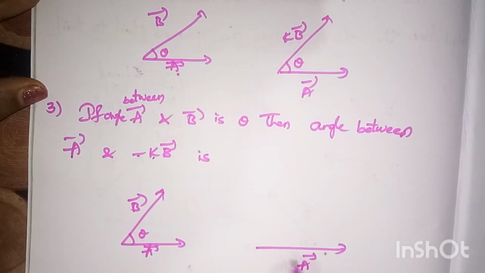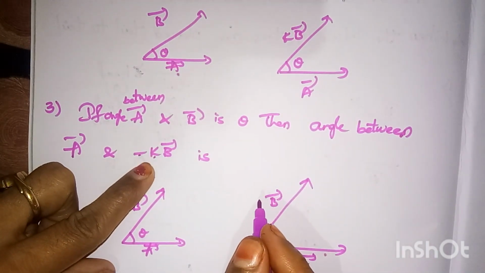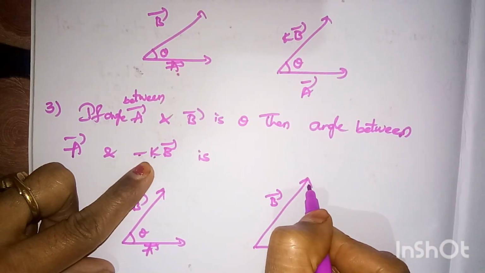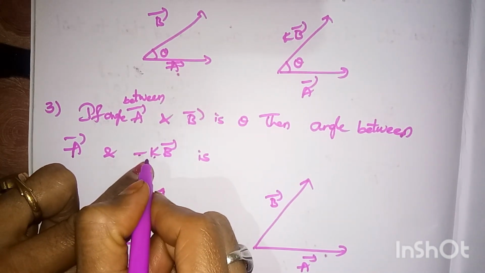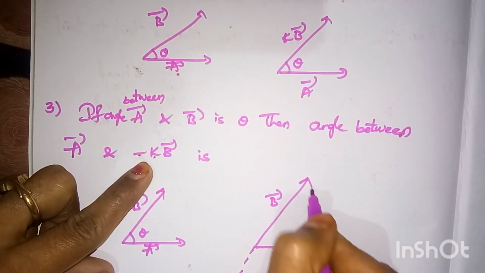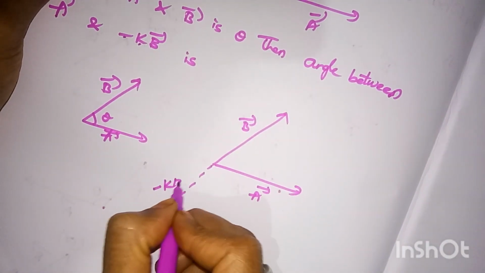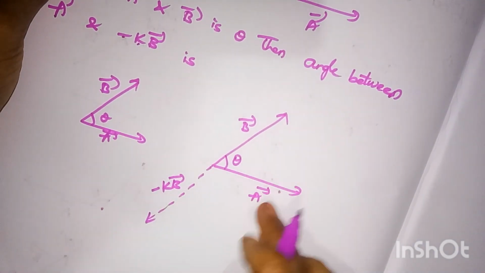A bar is itself and b bar is itself, but the minus sign represents the downward direction. As you can observe, the b bar direction here represents upward, but since it is multiplied with a negative, extend it downward. Upward represents positive and downward represents negative. This will be the minus k b bar. So this is the angle made between a bar and minus k b bar.